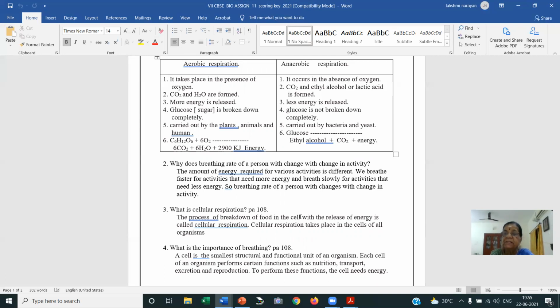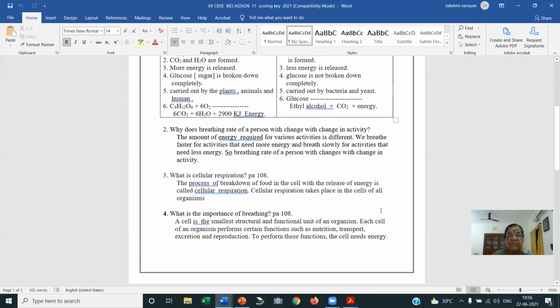What does it mean? When you are normally sitting, we need normal energy. Whereas if you are running or doing heavy exercise, we need more energy. That is why the breathing rate of a person will change with the change in activity. Okay. Then what is cellular respiration? The process of breakdown of food in the cells with the release of energy is called cellular respiration. And it takes place in the cells of all organisms. Next question. What is the importance of breathing?